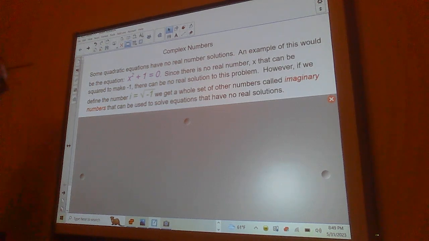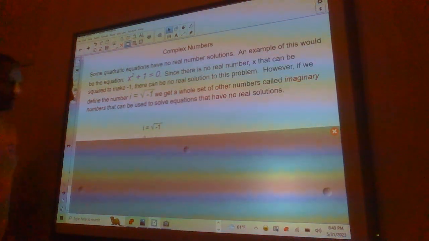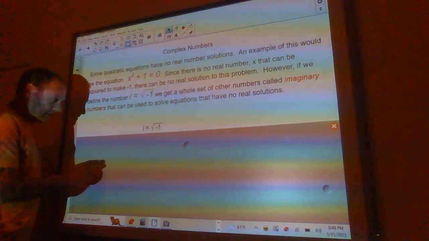Well, somebody got the idea to create a whole new set of numbers, and they defined the number i to equal the square root of negative 1. And we get a whole other set of numbers called imaginary numbers that we can use to solve problems that have no real solutions.